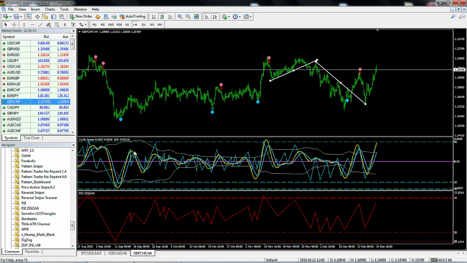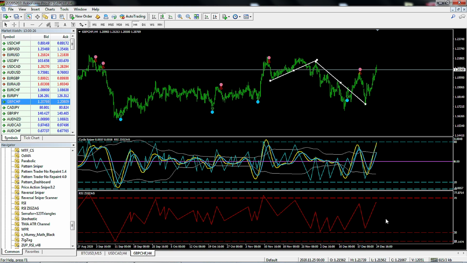Now we have a bigger deviation of RSI ZigZag. As you see, both of those RSIs are in the extremely overbought or oversold zone. We can predict the retracement, but we need to check Cycle Snipper first, whether it is overbought or oversold. So we have RSI ZigZag with bigger and smaller deviations, plus Cycle Snipper.